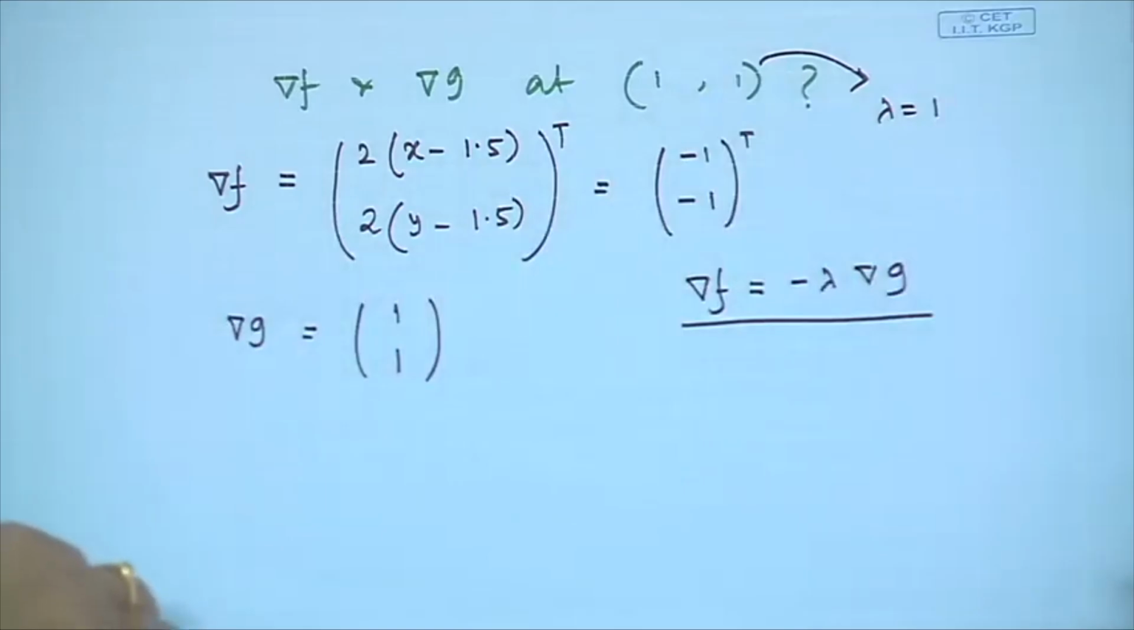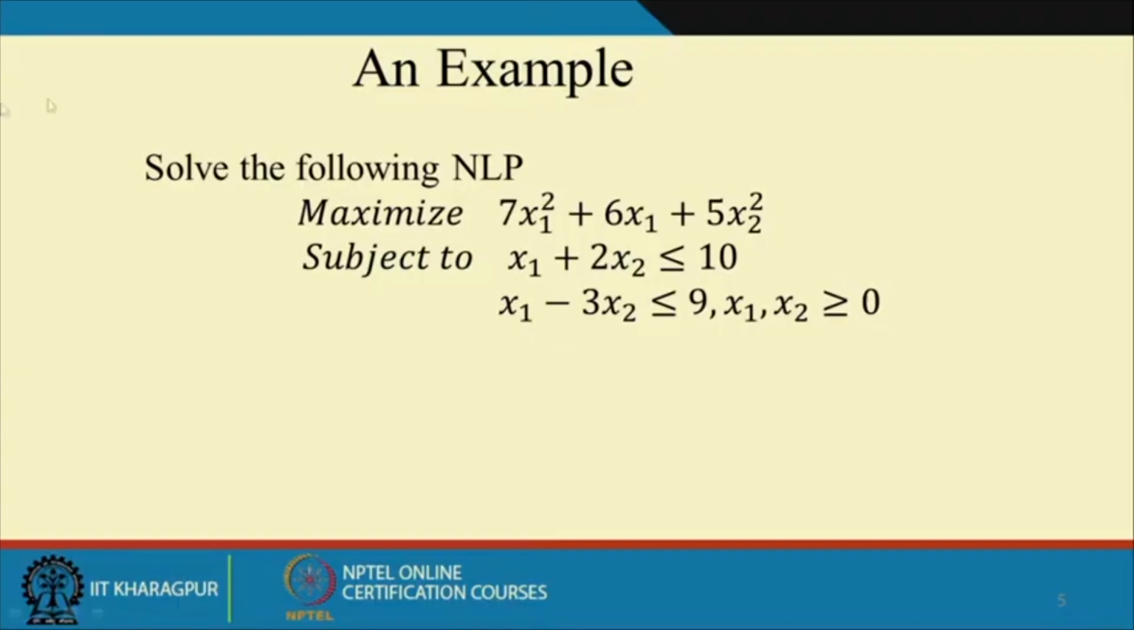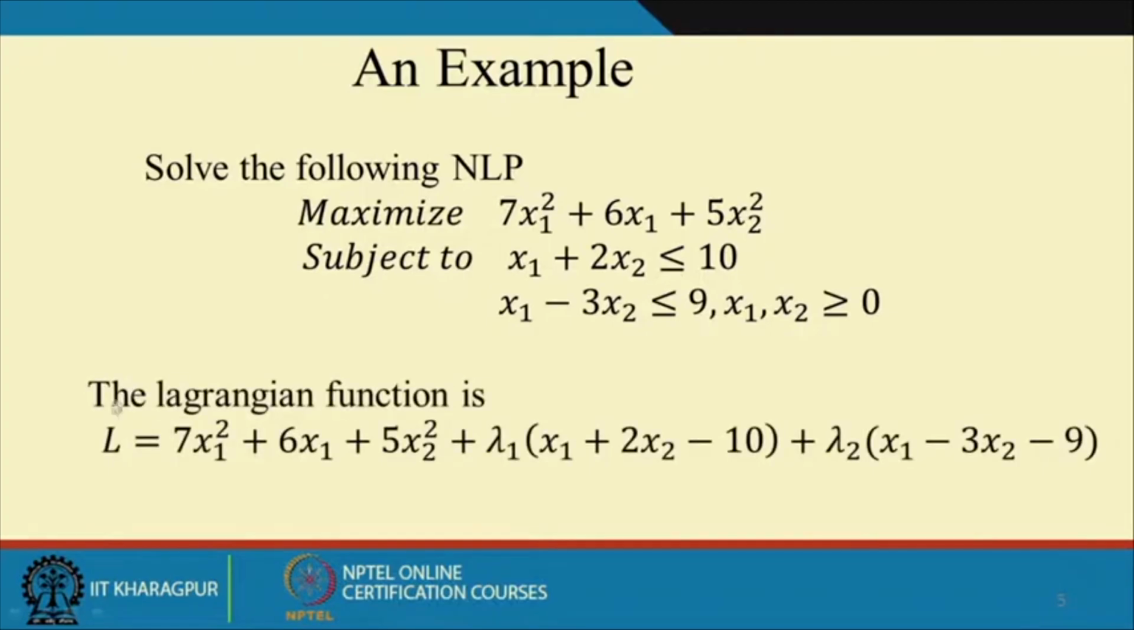Now I am coming to the next example, where we are considering two inequalities together. Maximization of 7x1 square plus 6x1 plus 5x2 square, subject to x1 plus 2x2 less than or equal to 10 and x1 minus 3x2 less than or equal to 9. With this, we have to find the optimal solution using the KKT conditions. What is the first task? The first task would be to formulate the Lagrange function.